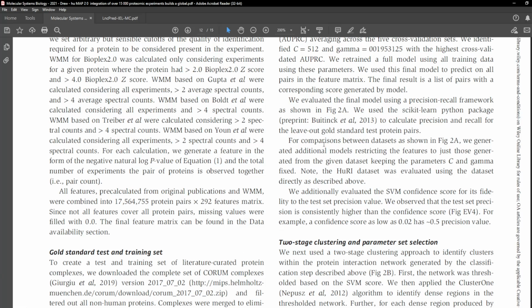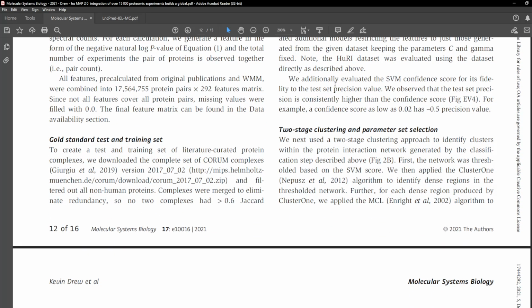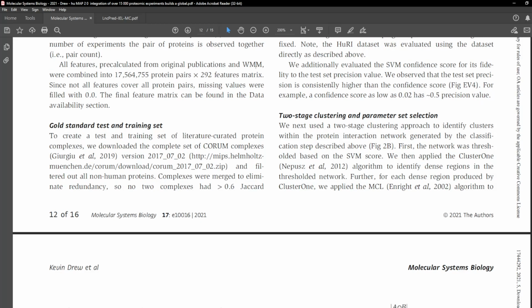We additionally evaluated the SVM confidence score for its fidelity to the test set precision value. We observed that the test set precision is consistently higher than the confidence score, Fig EV4. For example, a confidence score as low as 0.02 has 0.5 precision value.